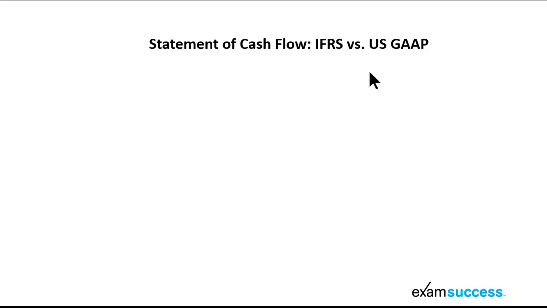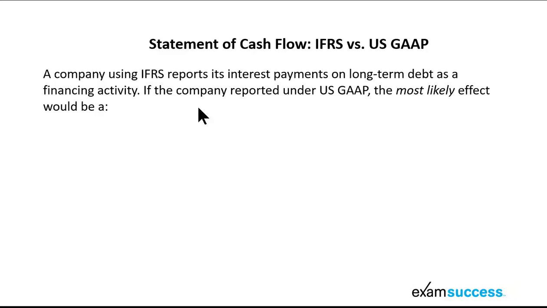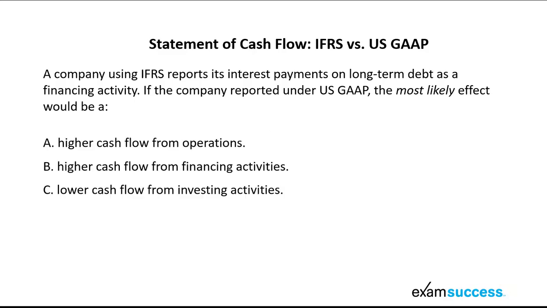We have an example here where a company using IFRS reports its interest payments on long-term debt as a financing activity. If the company reported under US GAAP, the most likely effect would be a higher cash flow from operations, higher cash flow from financing activities, lower cash flow from investing activities.